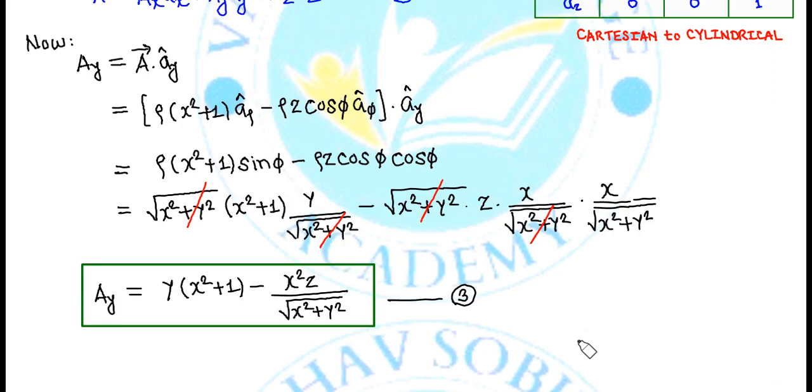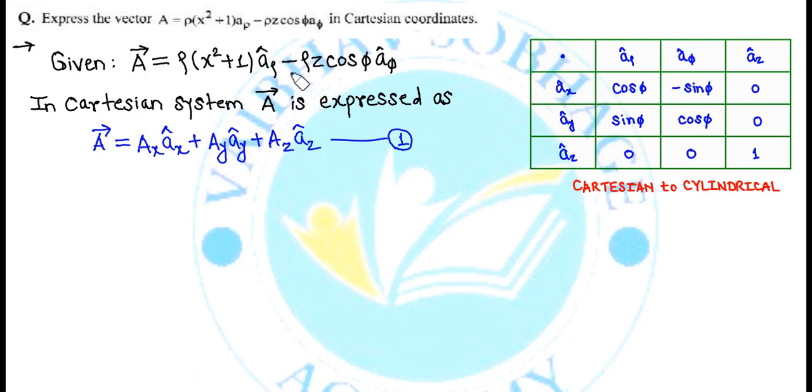Okay, now we will see what is there for your AZ component. If you see this given vector A, you will find that it is given with only two components, that is, the component along the rho direction and the component along the phi direction. So we have a 0 AZ component, that means there is no AZ component over there. So it is not necessary to find that AZ component. From the given vector A, the magnitude of vector A along the z direction, AZ, has a value of 0. So this is your third component.